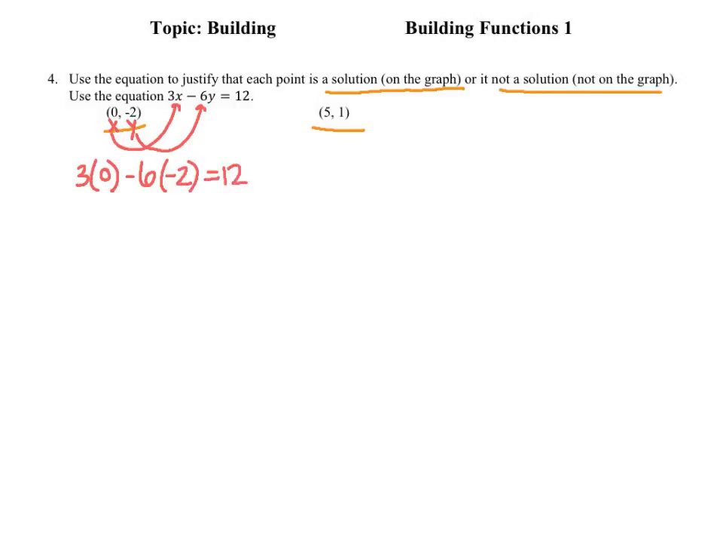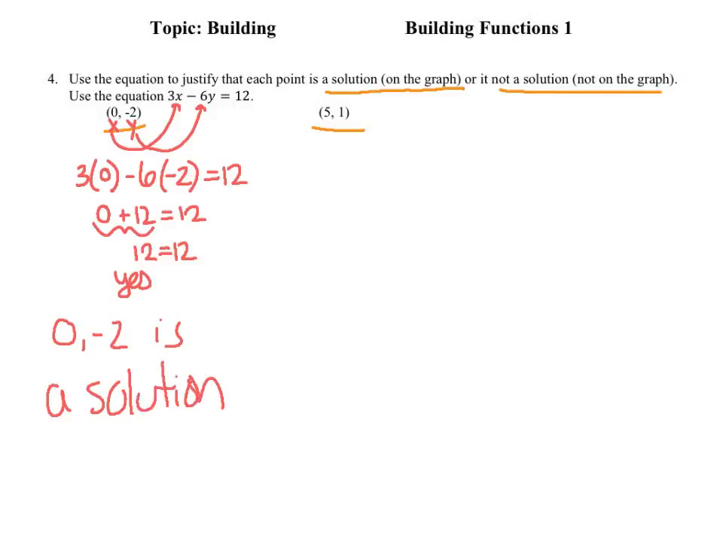3 times 0 is 0. Negative 6 times negative 2 is a positive 12. I'm going to bring down that equals 12. And now I combine like terms right here. So I have 12 equals 12. Well, think to yourself, does 12 equal 12? Yes, it does. Which means this point, 0, negative 2, is a solution, which means it's on the graph. We will explore that more later.